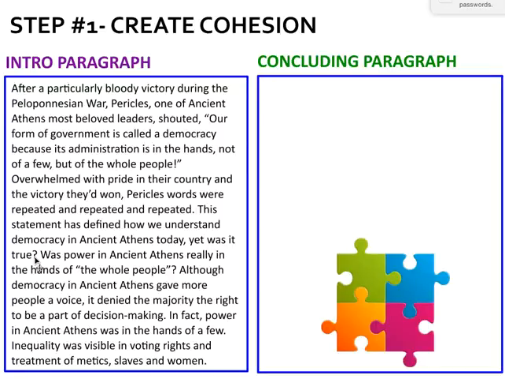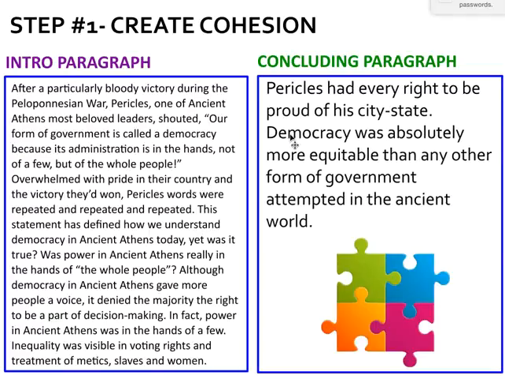So what better way to create cohesion than to come back to Pericles? So in creating cohesion, my first sentence or 2, I'm going to come back to Pericles' quote. So I am going to say Pericles had every right to be proud of his city-state because I have just proven in my essay that Pericles was wrong and that ancient Athens was not actually that fair and equitable, that they actually weren't doing that good of a job of making sure that power was in the hands of not a few but of the whole people.